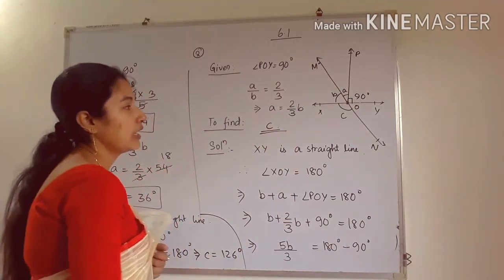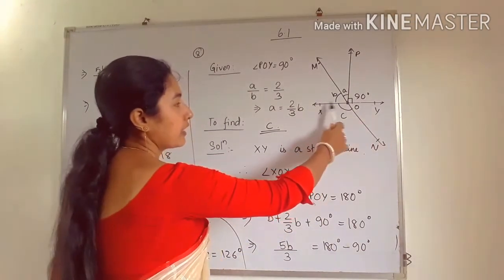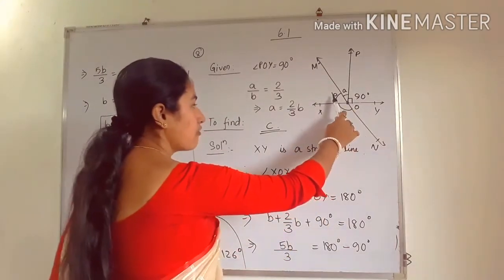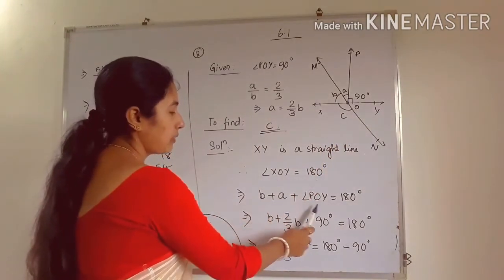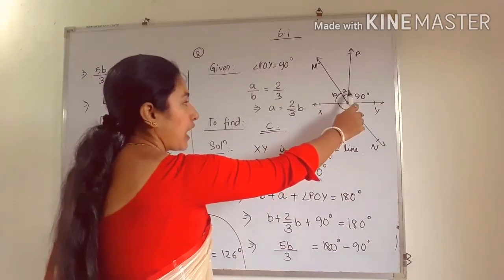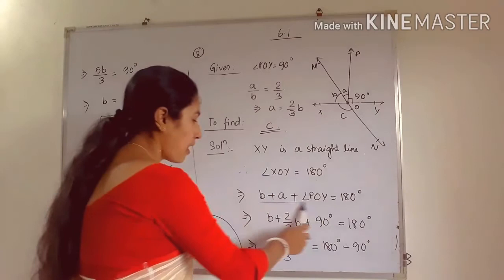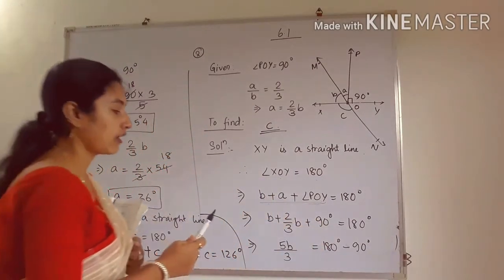Now see, XY is a straight line. So we can write angle XOY is equal to 180 degrees. In angle XOY we have B, A and 90. So we can write angle B plus angle A plus angle POY is equal to 180 degrees, because when we sum all the angles, we get 180 degrees. And this is the part of angle XOY, which is a straight line, which is a straight angle.